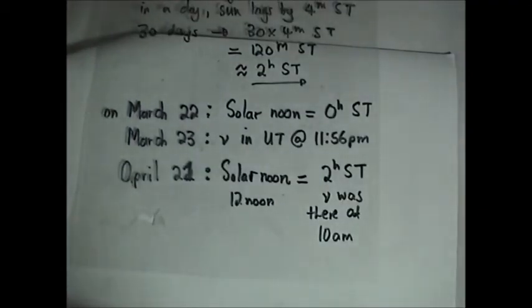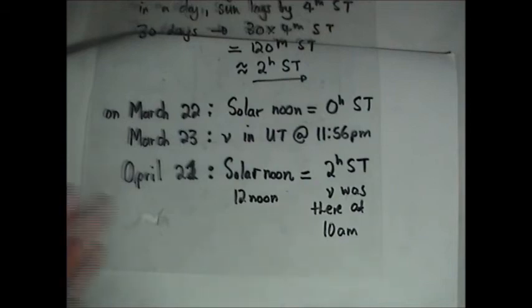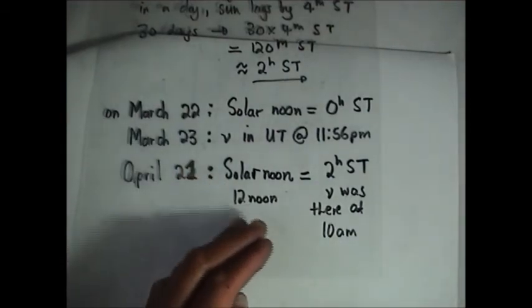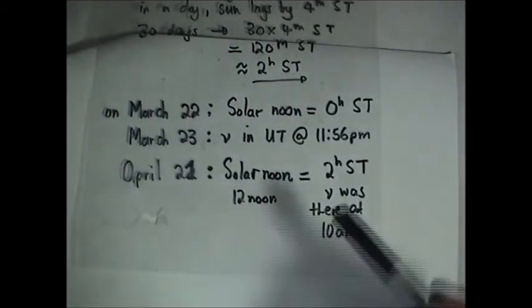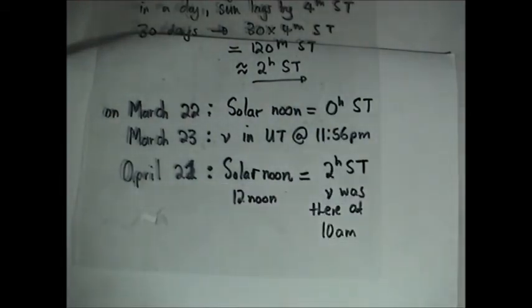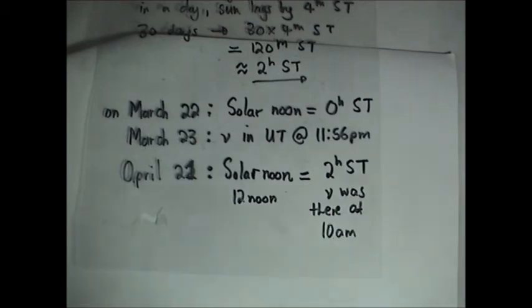Then V ran 2 hours ahead. When the sun came to the celestial meridian at 12 noon, V was 2 hours ahead already. On our clocks we'll see 12 noon, but on their clock, V is already 2 hours ahead. So on our clocks, when we're still in class, or still at break time eating our breakfast, V was already crossing the celestial meridian at 10 a.m.